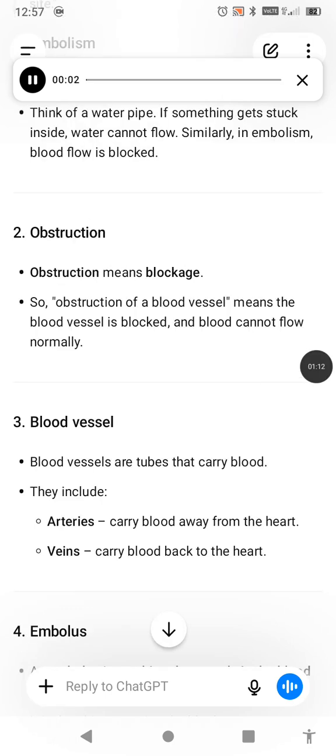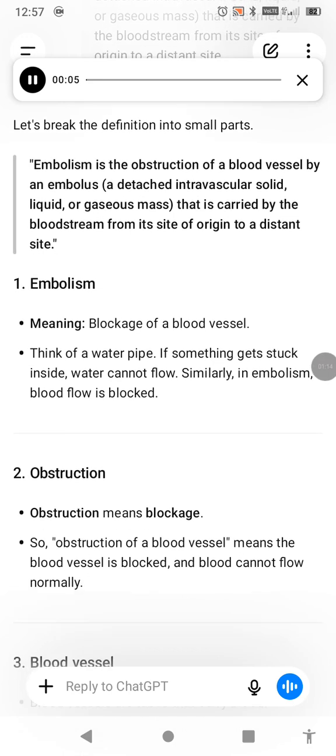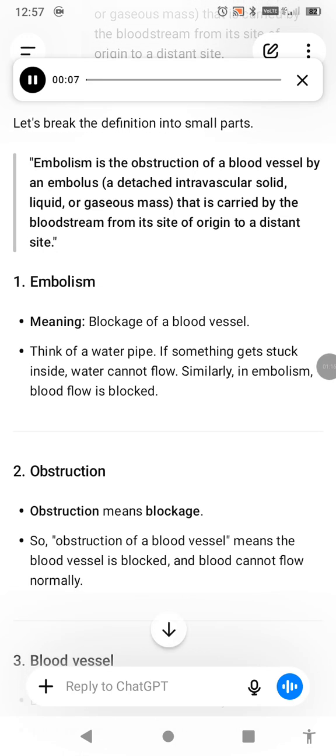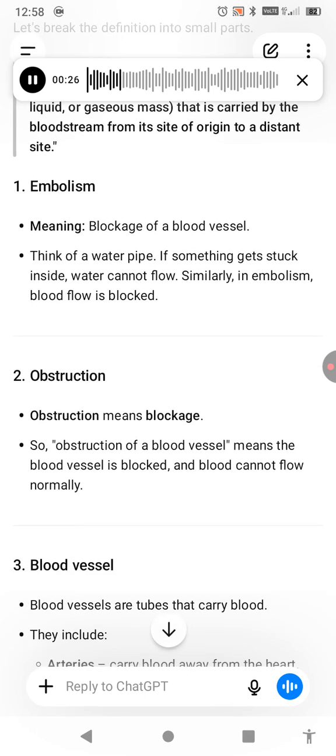Types of emboli. Embolism is the obstruction of a blood vessel by an embolus, a detached intravascular solid, liquid, or gaseous mass that is carried by the bloodstream from its site of origin to a distant site. 1. Embolism, meaning blockage of a blood vessel. Think of a water pipe. If something gets stuck inside, water cannot flow. Similarly, in embolism, blood flow is blocked.